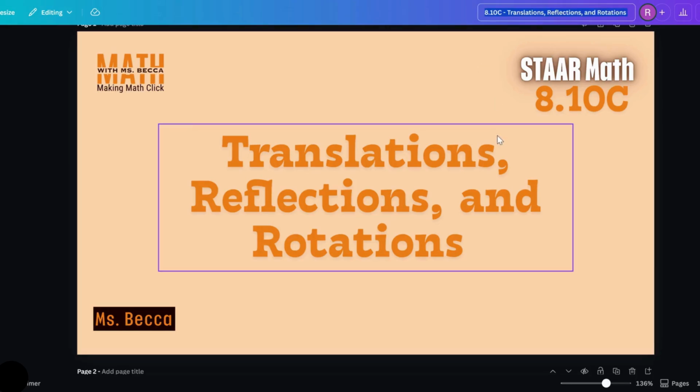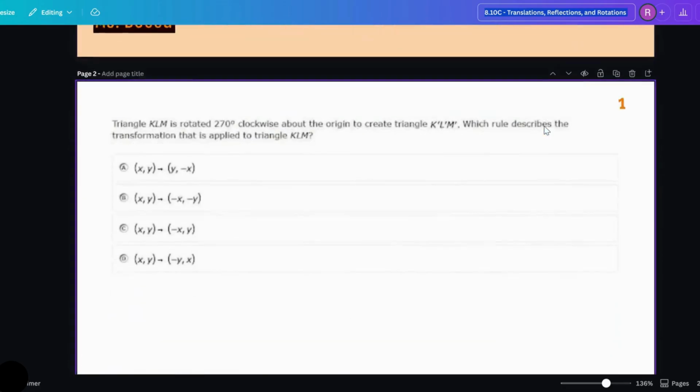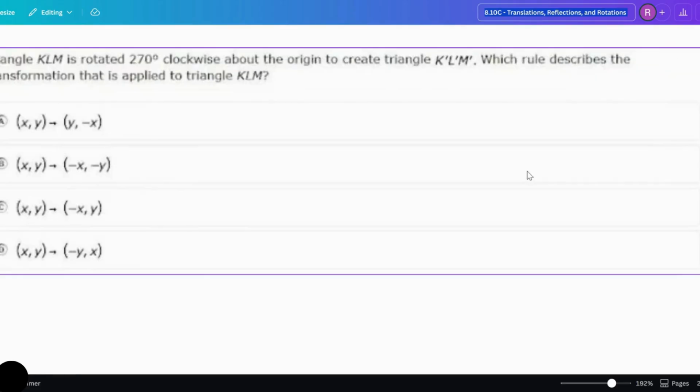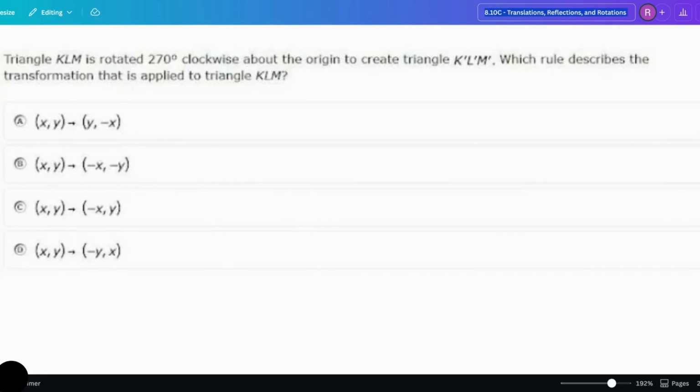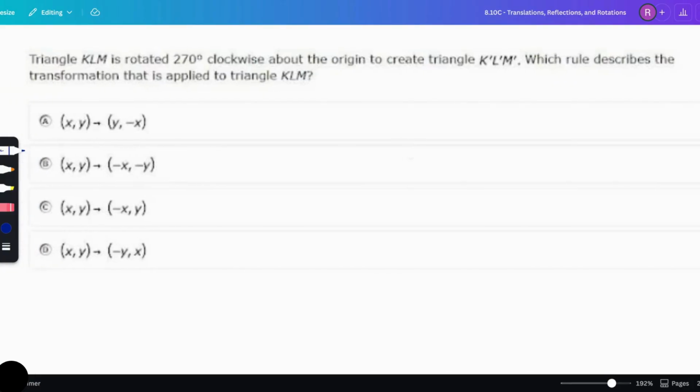Let's solve some STAAR grade 8 math questions on translations, reflections, and rotations. So now let's take a look at this one. It says triangle KLM rotates 270 degrees clockwise about the origin to create triangle K prime, L prime, and M prime. Which rule describes the transformation that is applied to triangle KLM?